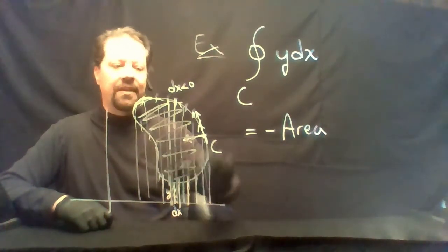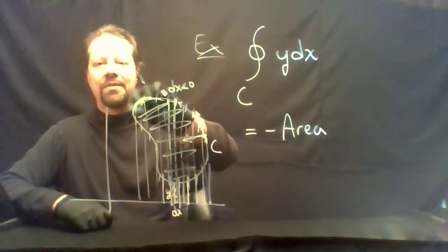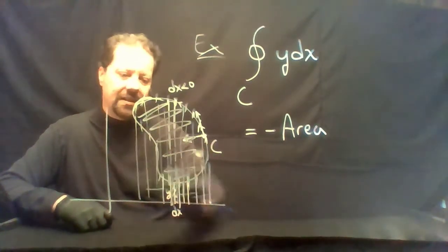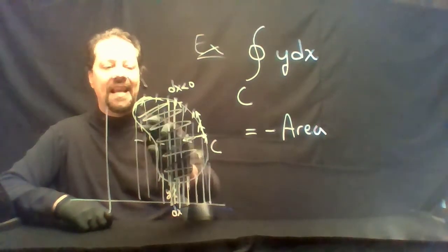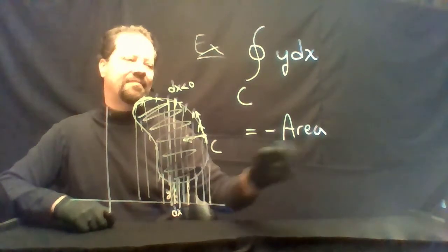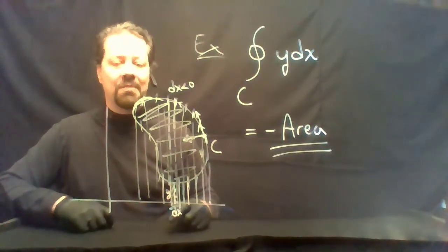Positive areas as you move under, negative areas as you move over the top. The net will be a negative area minus this little positive area. You get the negative of the area of the kidney-shaped lamina. This is really important for us to understand.